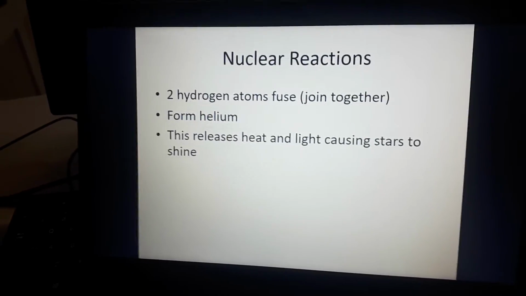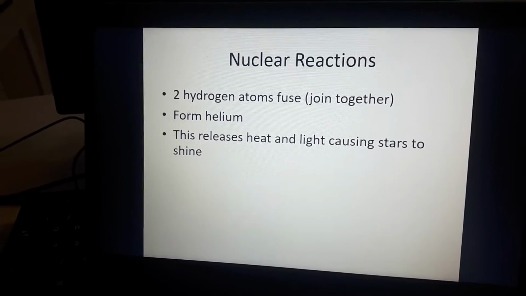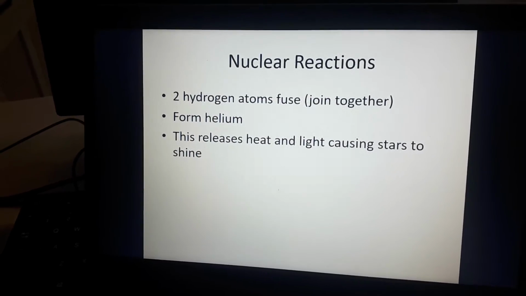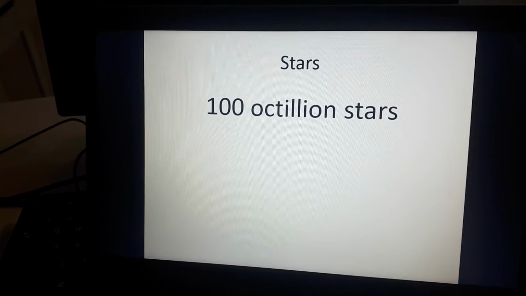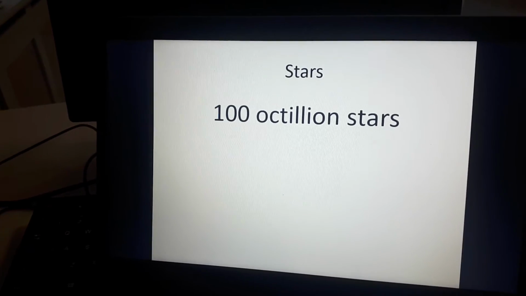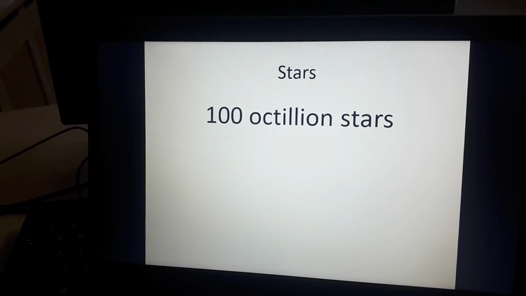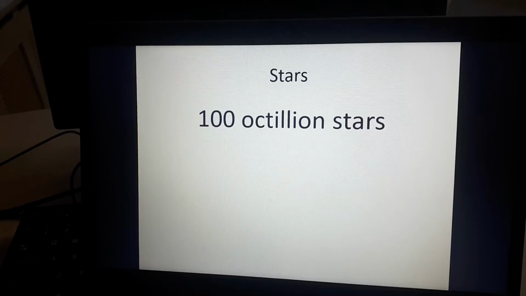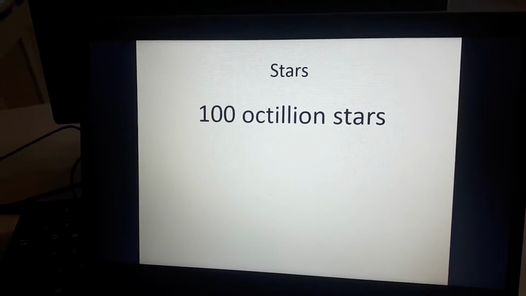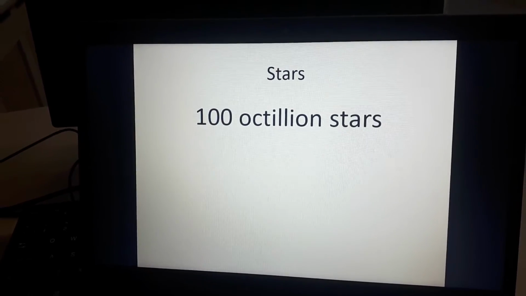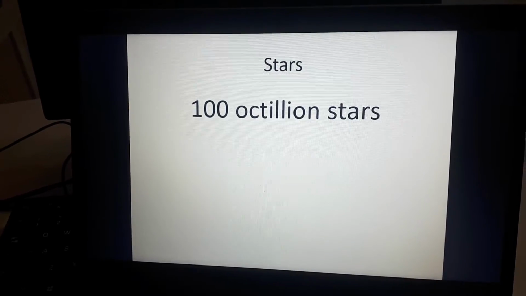And when they do this nuclear reaction, they end up releasing heat and light, and that causes the stars to shine. So when we look up at the star, it is these nuclear reactions that allow us to see it. There are billions upon billions upon billions of stars in the sky. If you take it as an example of going to the beach and the grains of sand, all of those grains of sand at a beach would be an example of the amount of stars that we have in our sky. Estimated at 100 octillion. Okay, so octillion is a huge, huge, huge number.